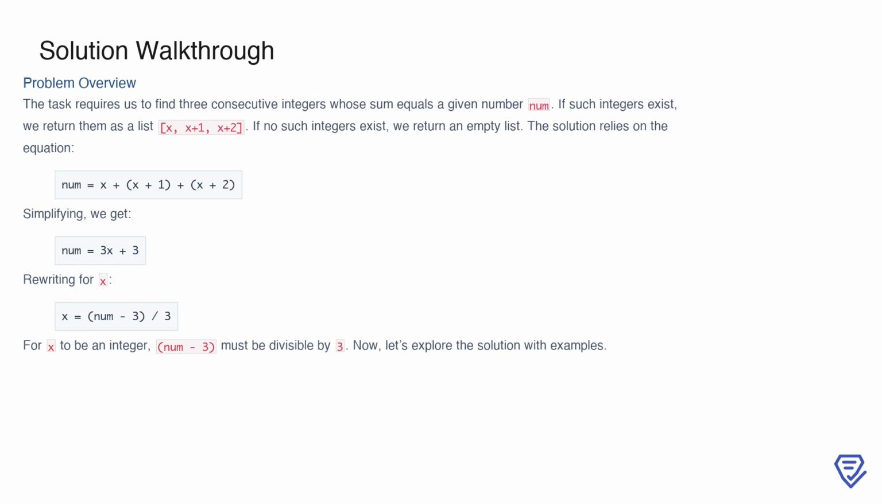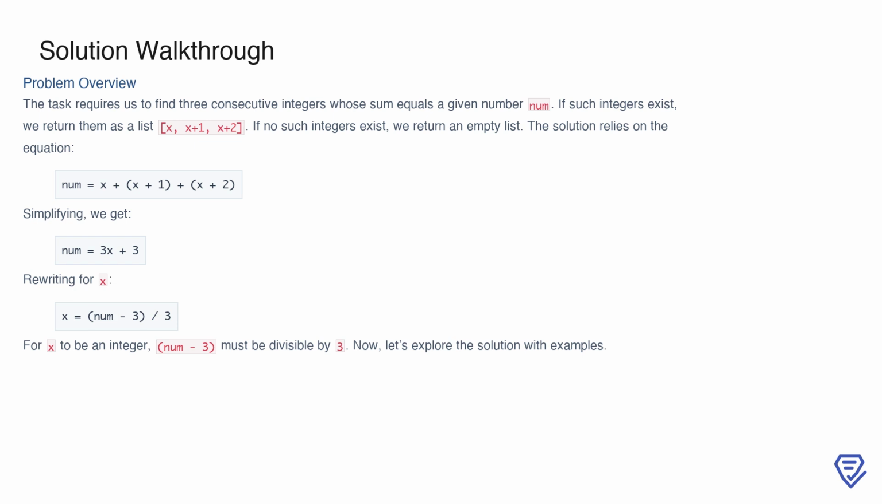To solve this problem, we need to find three consecutive integers whose sum equals a given number, represented here as number. These integers can be expressed as x plus 1, x plus 2. To start, we derive a formula based on their sum. Adding these three terms together gives us number equals x plus 1, plus x plus 2, which simplifies to number equals 3x plus 3. Rearranging this equation to solve for x, we get x equals (number - 3)/3.